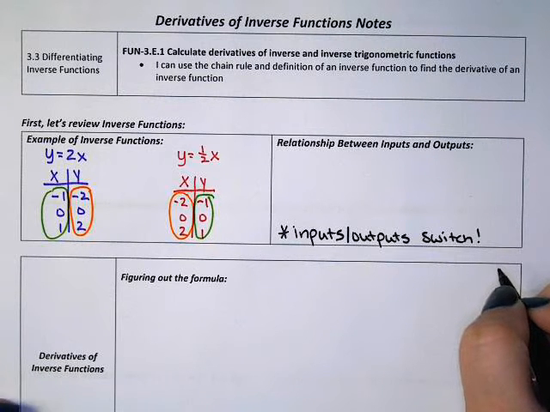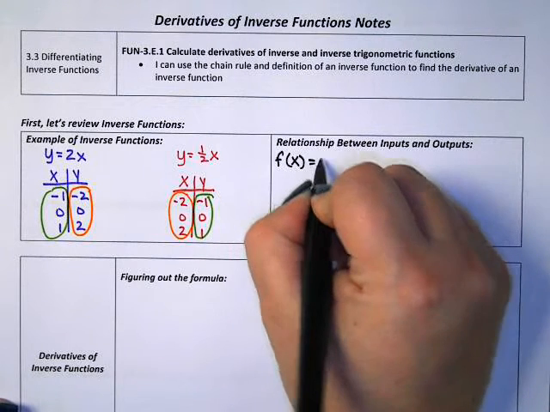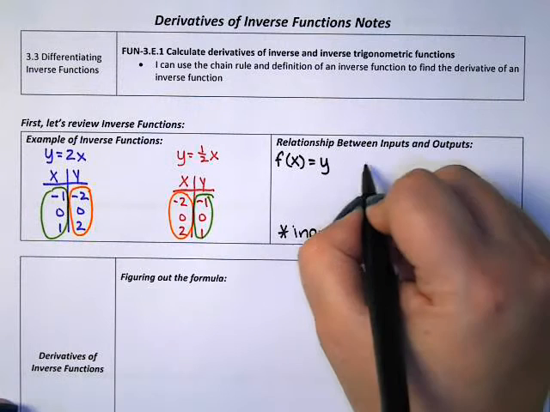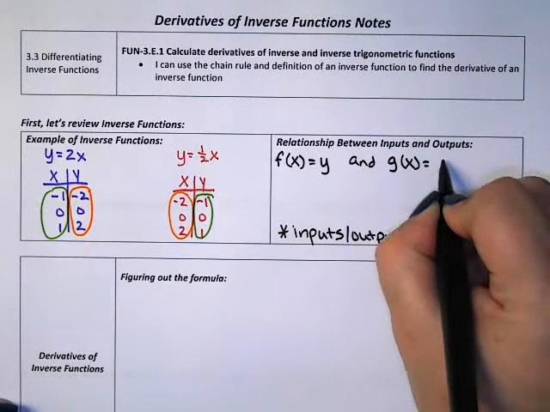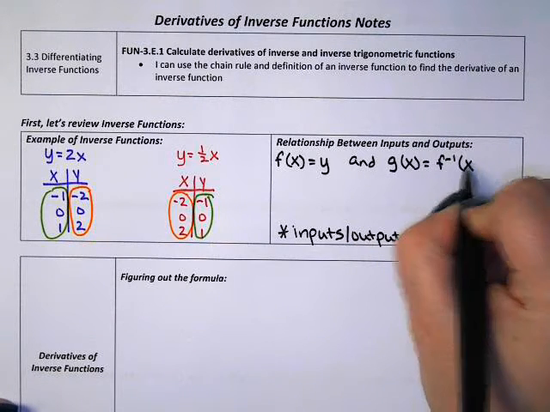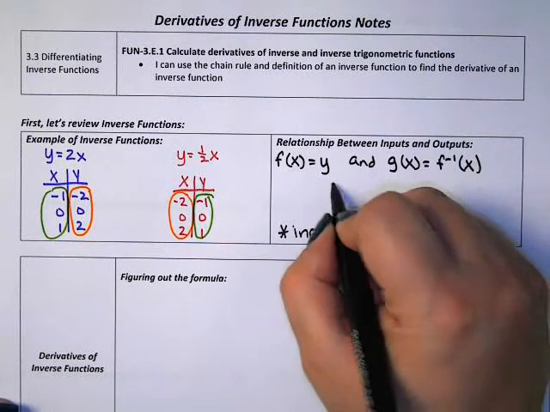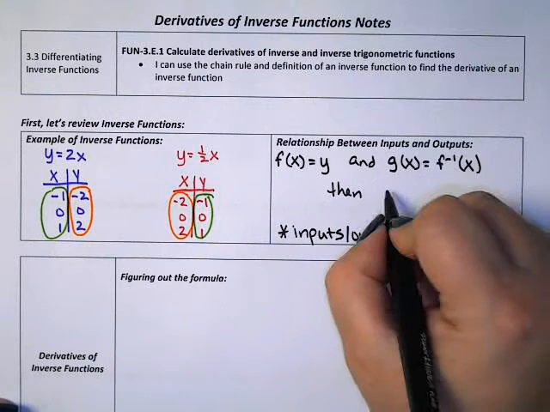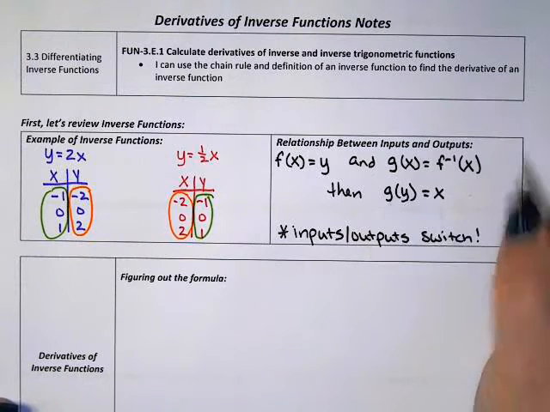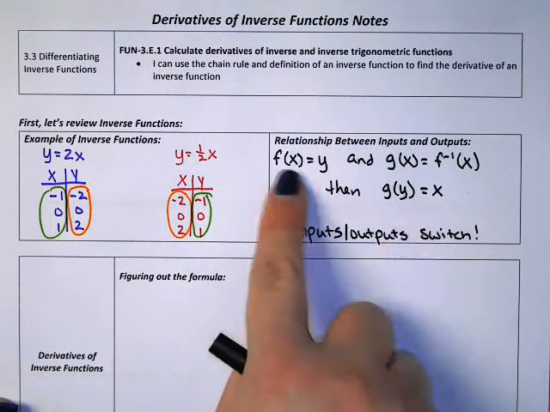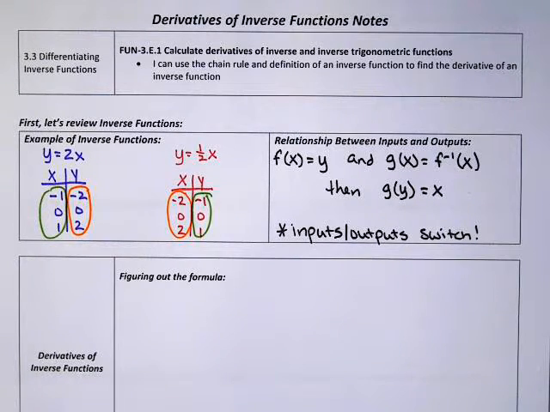So a more mathematical way to say it is, let's say we've got this function f of x equals y. And we know that g of x is equal to f inverse of x. So in other words, g is just the inverse of f. Then we know that g of y is going to equal x. So again, the inputs and the outputs switch places when we talk about inverse functions. That's really what that means.